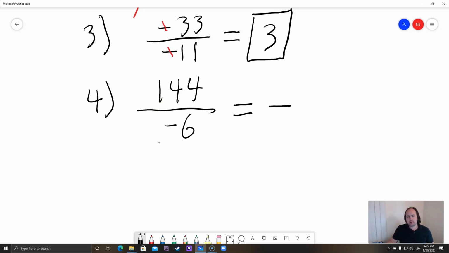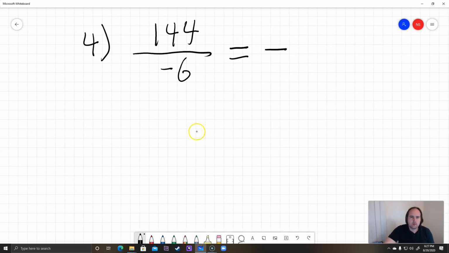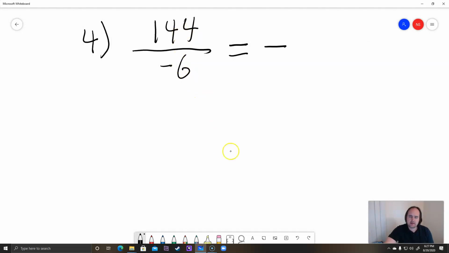And then for the rest of the problem, we have to do the division. Now you could just do this on a calculator, that would be fine. I'll go ahead and write it out with long division, because it's not actually in your times tables. Okay, so over here I'm going to write long division. We're doing 144 divided by 6. And we know our answer is going to be negative, but the rest of the problem is the same as any other division problem. So how many times does 6 go into 14?